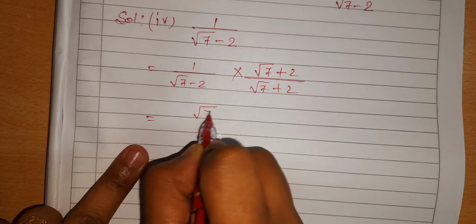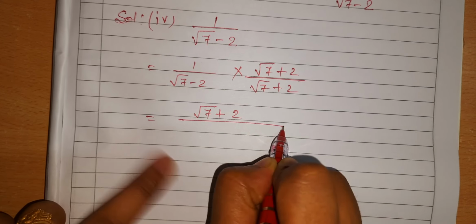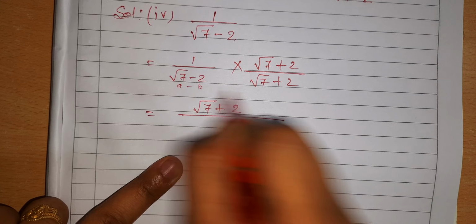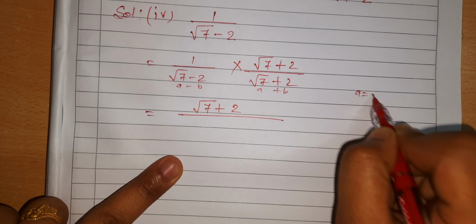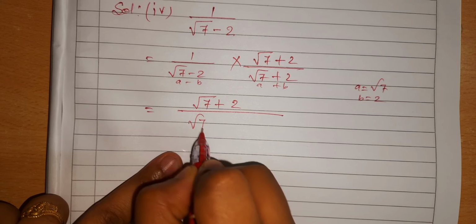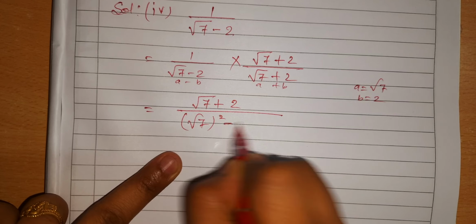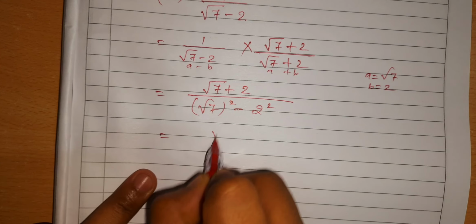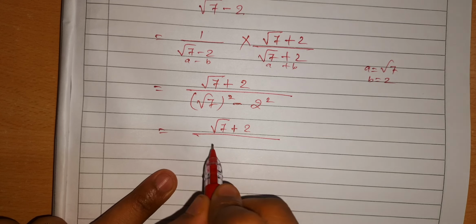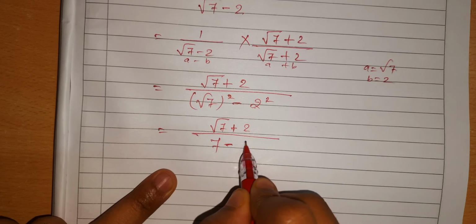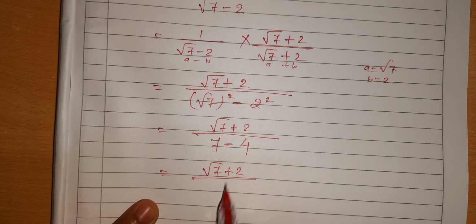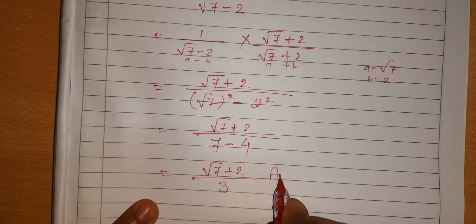Okay. So when you multiply, you will get root 7 plus 2 in the numerator. And here again the same identity, a minus b, a plus b. But here a is root 7 and b is 2. Okay. So a square means root 7 square minus b square is 2 square. So in the denominator, root 7 square is 7 minus 2 square is 4. So root 7 plus 2 in the numerator, 7 minus 4 is 3. So this is the answer.